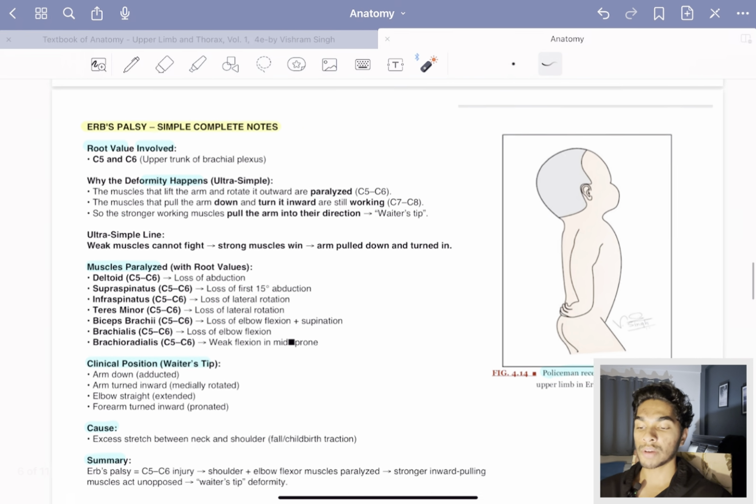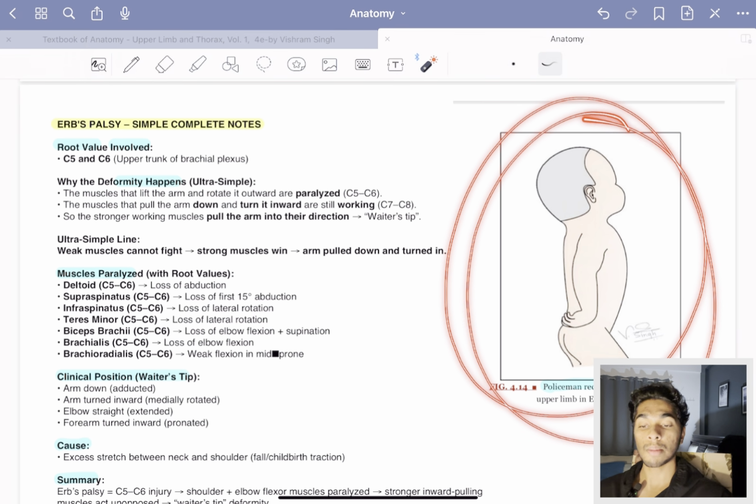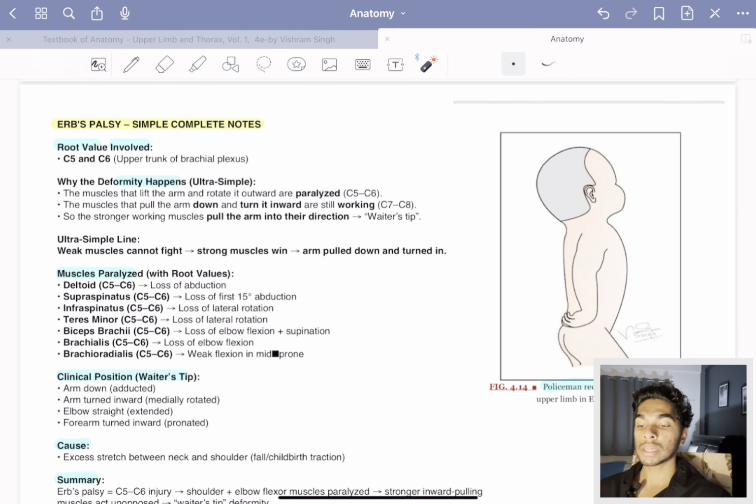So as you can see in the simplified notes, the root value is C5, C6, and you can see why the deformity happens. This is the deformity. Why does this happen? The muscles that lift the arm and rotate it outward are paralyzed. That is C5, C6. It's gone, upper root, right?